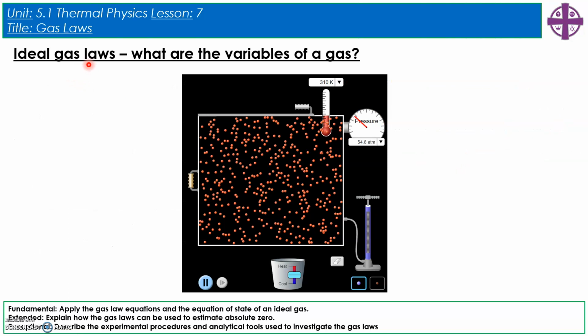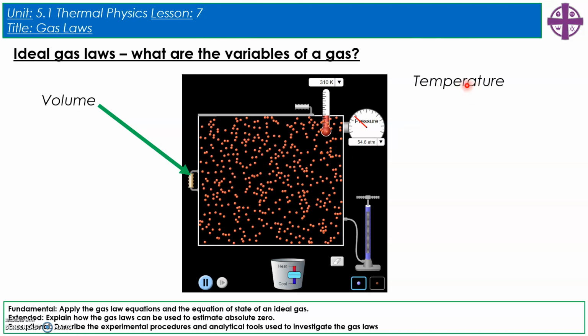First of all, to think about the ideal gas laws, we need to think about what the variables of a gas are. By the variables of a gas, I mean how can I describe my gas? Well, first thing I can think about is the volume of my gas. I could think about how much space my gas takes up, and I could change that by changing the size of the box or the container the gas is in.